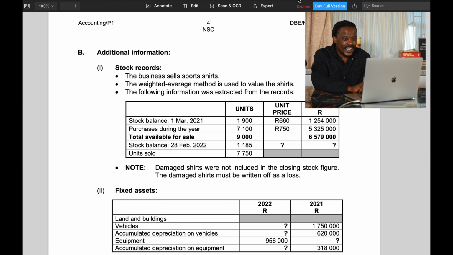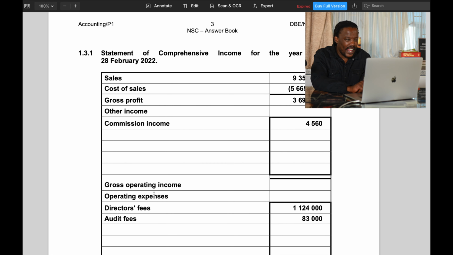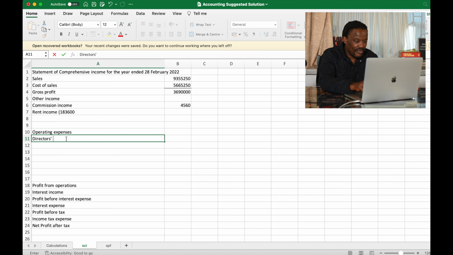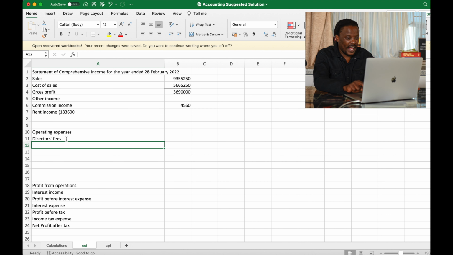Let's look at the given answer sheet and see how they recorded operating expenses. They said, okay, directors' fees. Let's put those directors' fees. And then they put audit fees. We pay audit fees for one reason, because those are the people who express the opinion on the financial statements as to whether or not they fairly present the operations. So we rely on them, and then we pay those audit fees.